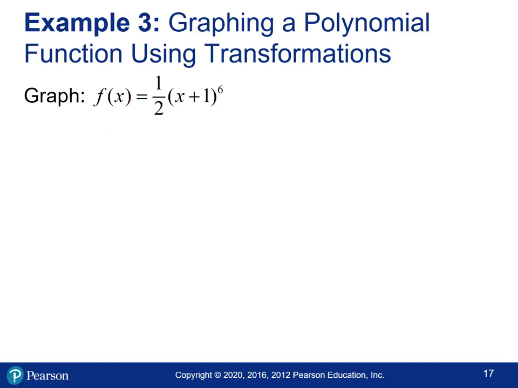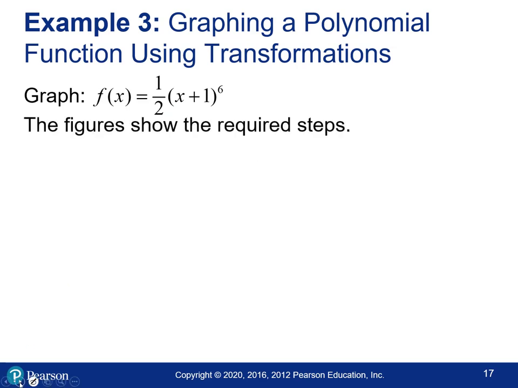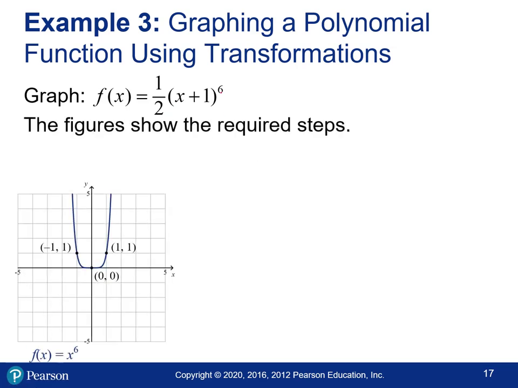Okay, one more then. f of x equals 1/2 times x plus 1 to the 6th power. Okay, so take a look. Notice that this is an even degree polynomial function. So notice this is your power function here, x to the 6th, even degree, so it is going up to the left and up to the right, the end behavior. As we go toward the negative and positive infinity on the x-axis, the graph goes up, both left and right.